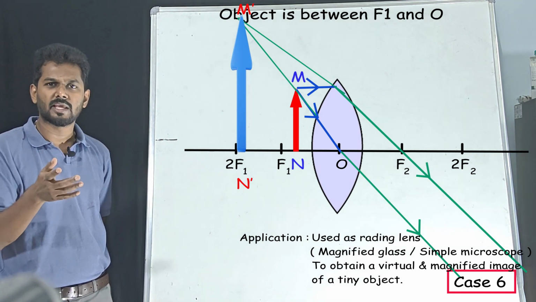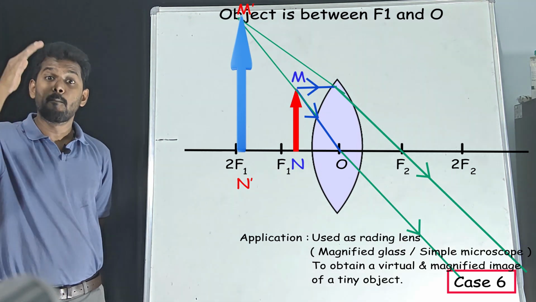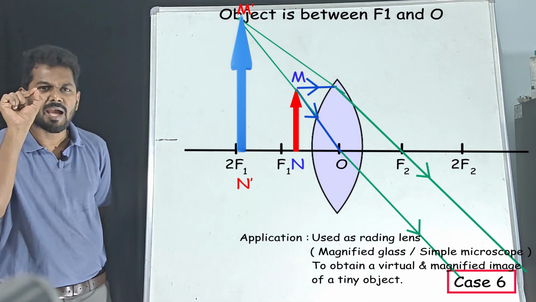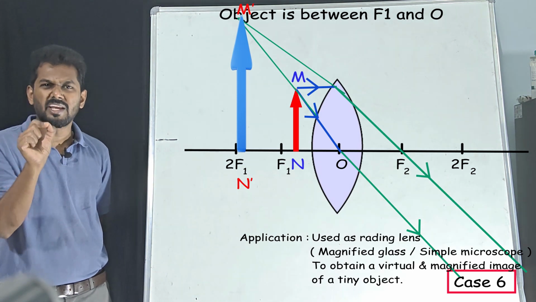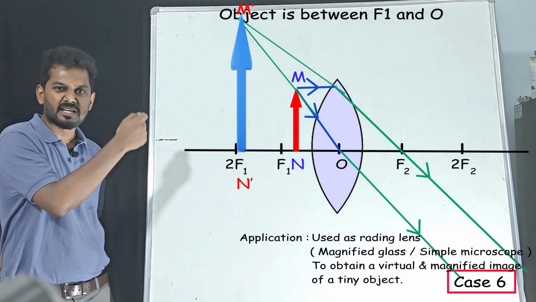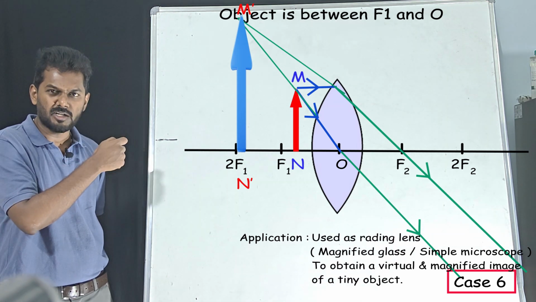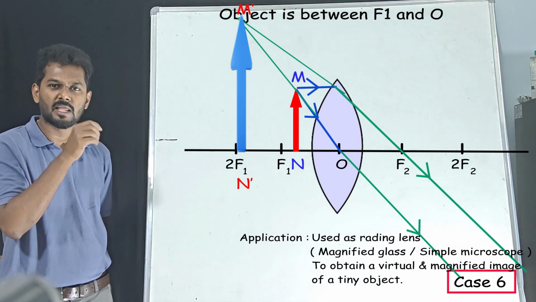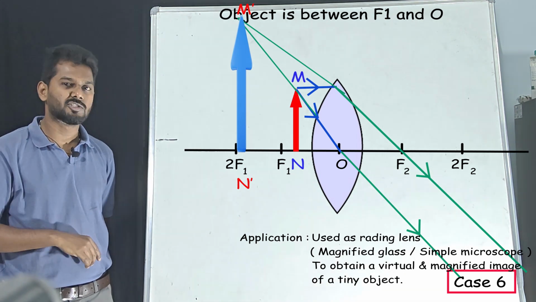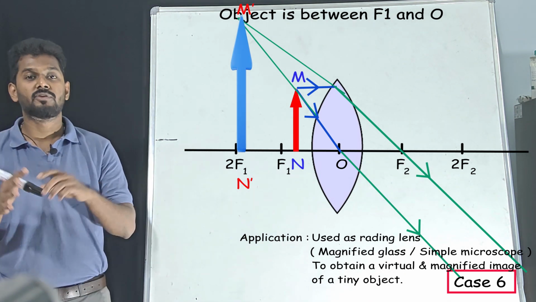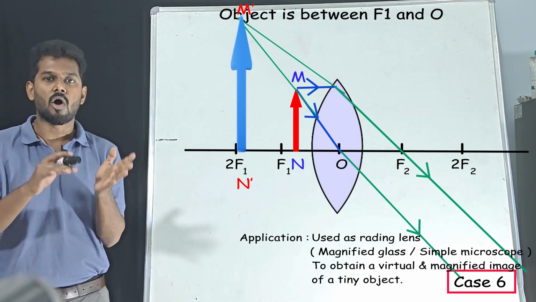Why do we have to use it like this? To get a virtual and magnified image of tiny objects. When the objects are very tiny, we use this kind of lens. We have to keep the object between f1 and optic center, then we'll get a magnified virtual image. This is the application. Now we have learned everything about all the cases of convex lens.